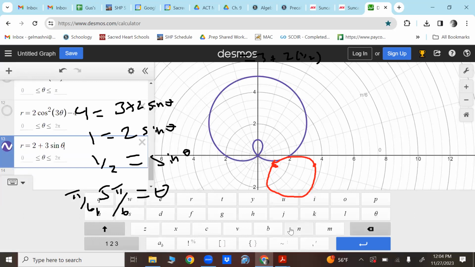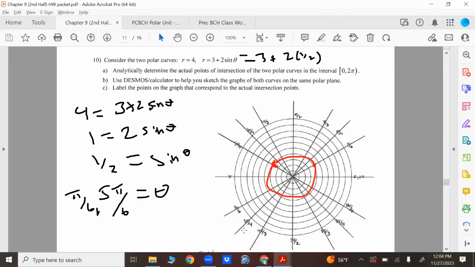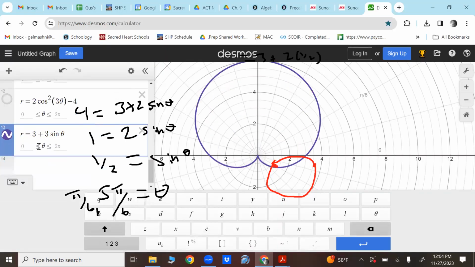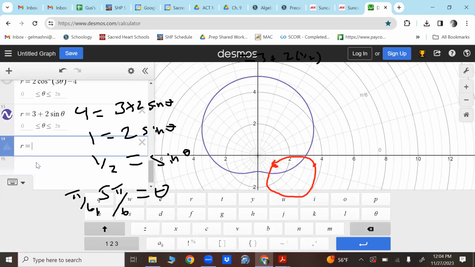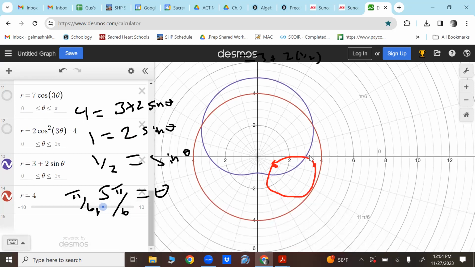And I actually want to make sure I got that equation correct. 3 plus 2 sine theta. I know my short-term memory is terrible. You got that. If you want to do r equals 4, go ahead. There you go. So in this case, you have a limacon with a bit of a dimple. And so you see the intersect in those two places. So yeah, totally makes sense.